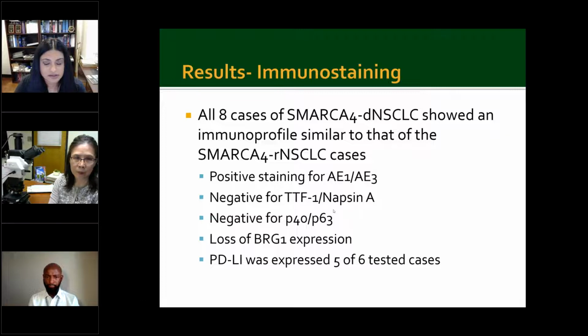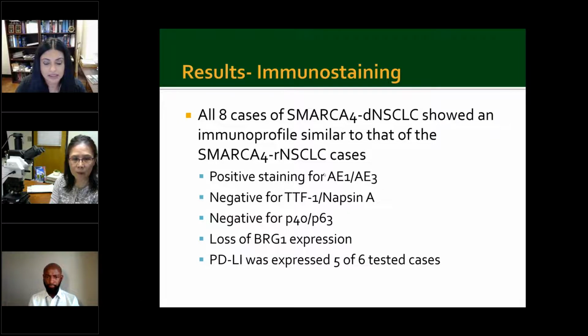So this slide is meant to describe some of the immunohistochemical findings, which I found to be very interesting in this case. So all 8 cases of the SMARCA4 deficient non-small cell cancers showed similar immunohistochemical profile to the retained group. The important difference being, of course, loss of BRG1.